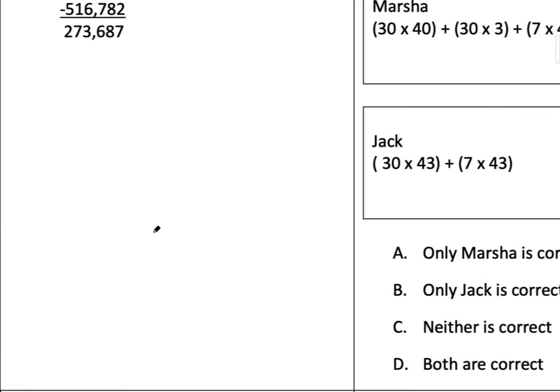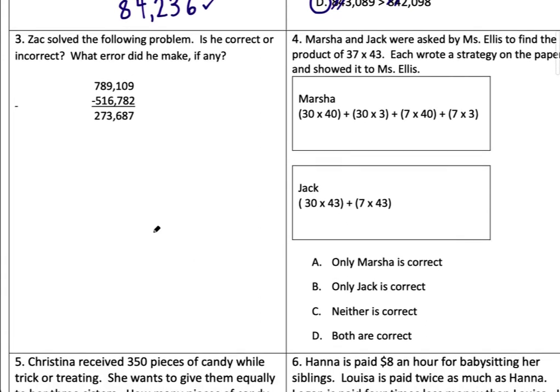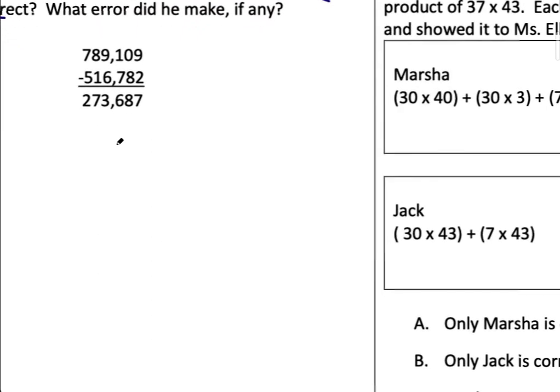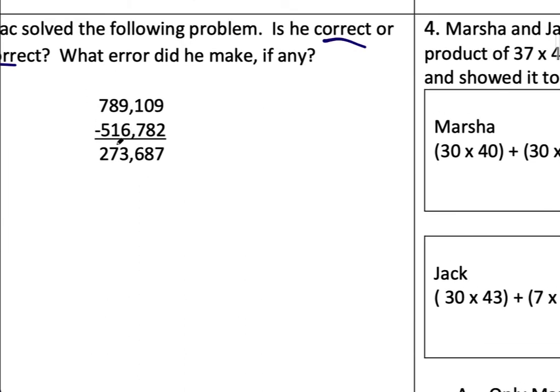All right, number 3. It says Zach solved the following problem. Is he correct or incorrect? What error did he make, if any? So we have to say if he's correct or incorrect, what error did he make? Let's go ahead and just solve this. I'm going to zoom in a little bit, and let's figure it out.